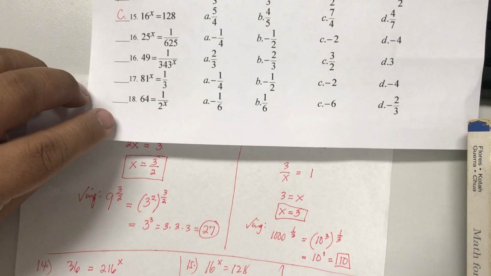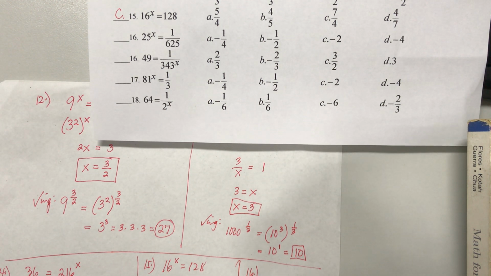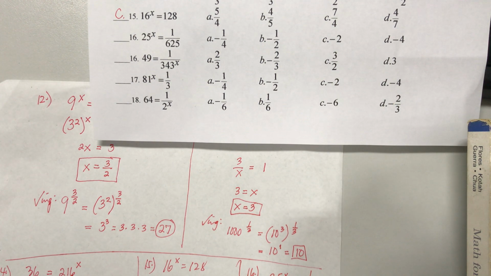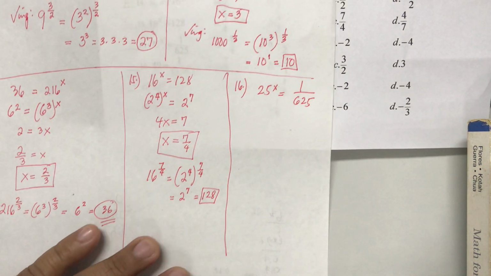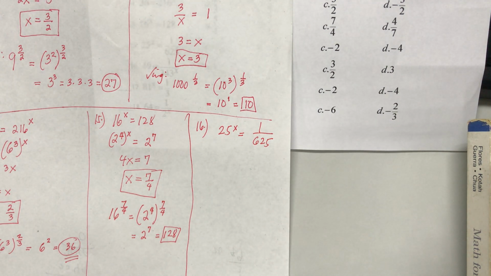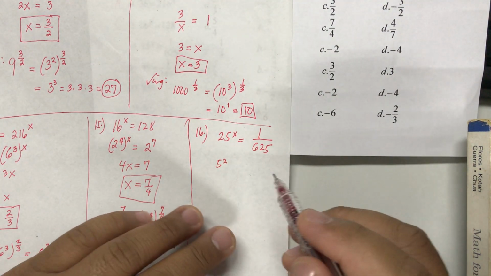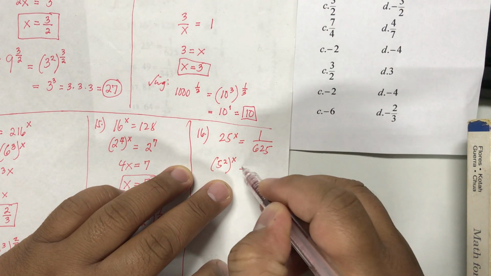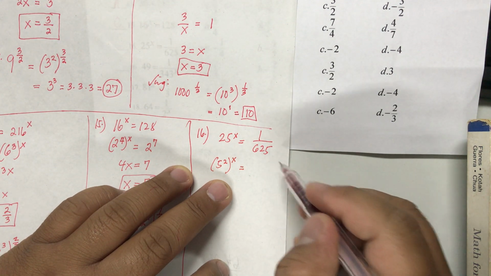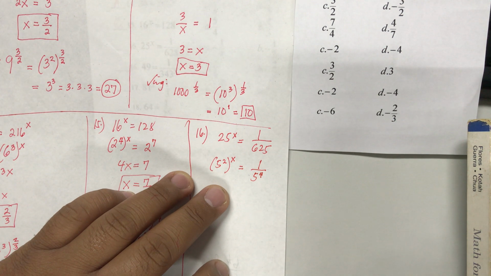Number 16. 25 to the power of x is equal to 1 over 625. Again, 25 to the power of x is equal to 1 over 625. Let me rewrite it. Okay, so 25 may be written as 5 squared, since 5 times 5 is equal to 25, raised to the power of x. While 625 may be written as 5 to the power of 4. You follow?